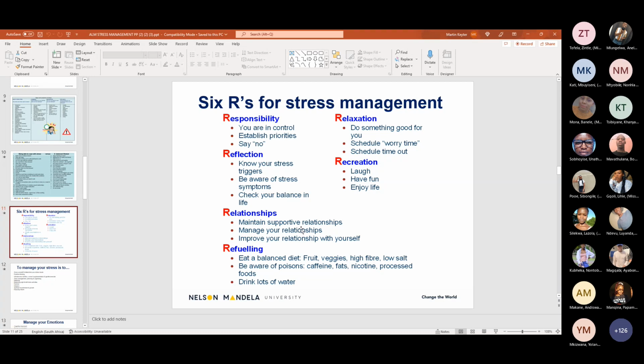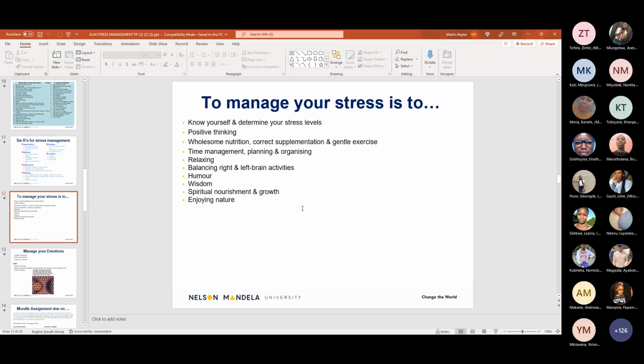Relationships: maintain supportive relations, manage your relations, improve them. Then there's refueling, relaxation, and recreation. Again, these are positive ways that you can implement in your life that might result in managing the stress better, or that might also mean you are not creating stress for yourself.